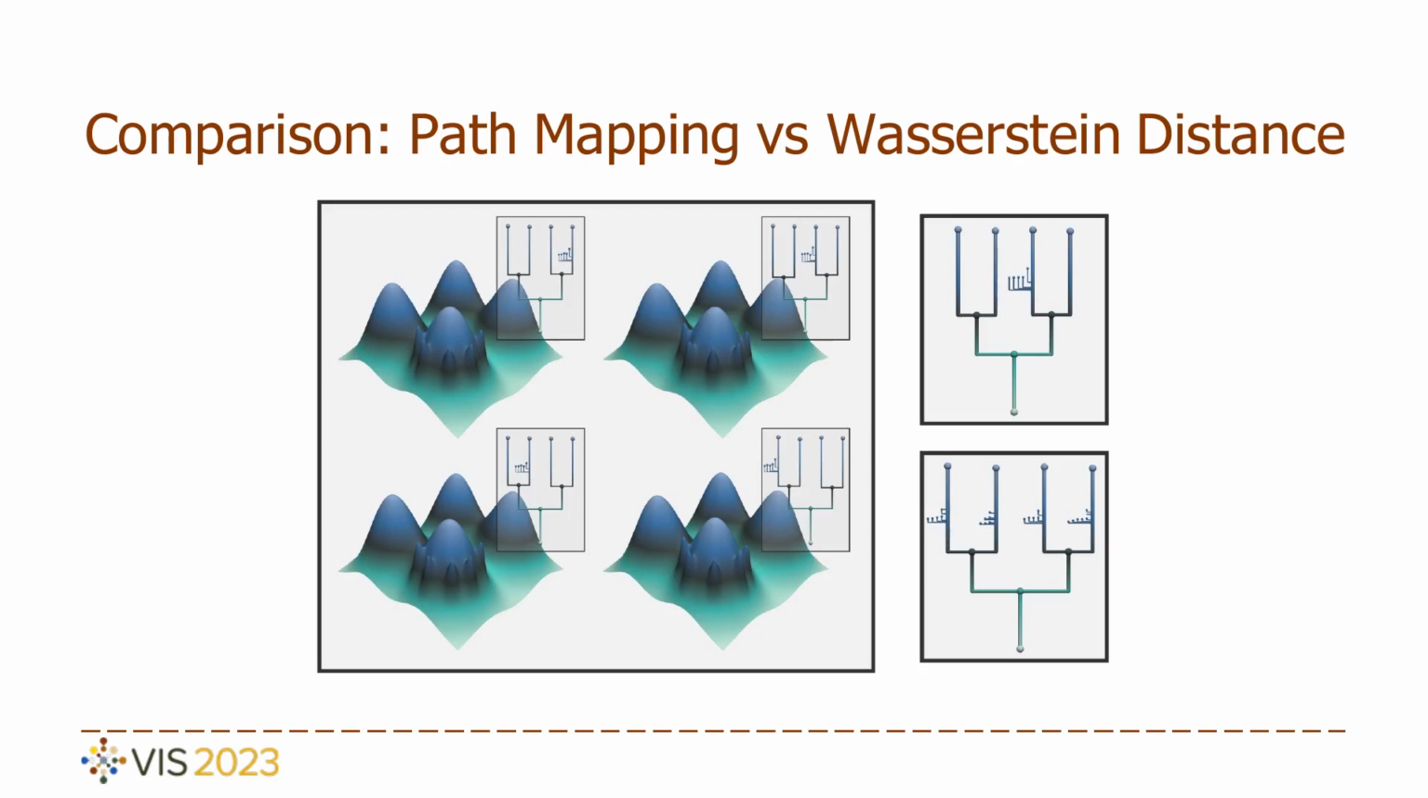The established method was based on the so-called merge tree Wasserstein distance. Using this metric, we get the problem that the side peaks are duplicated, so that each of the 4 main peaks has smaller ones growing out of them. This is a misrepresentation of what's happening in the actual ensemble.